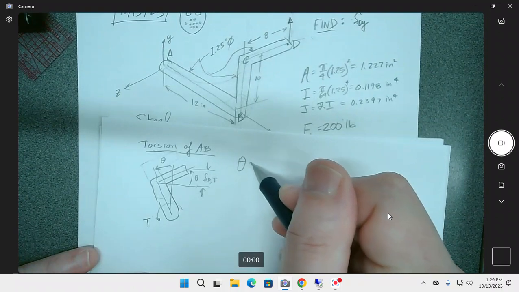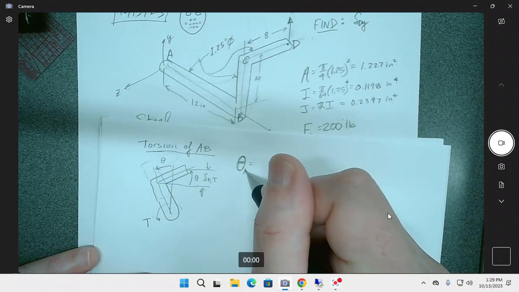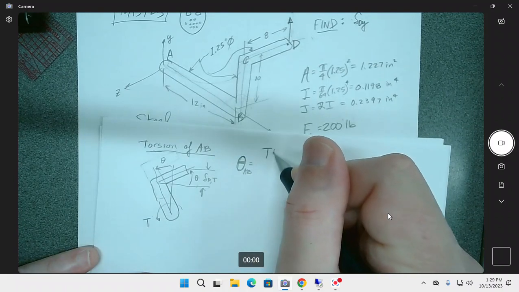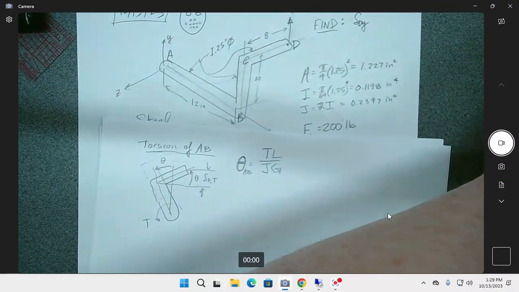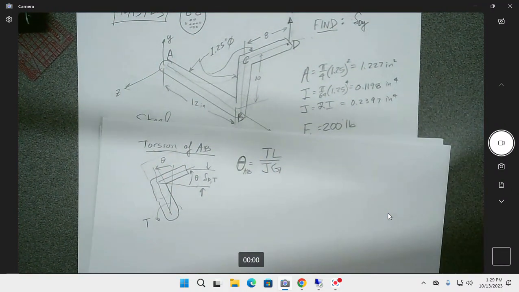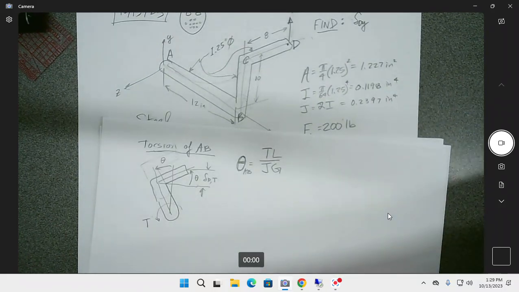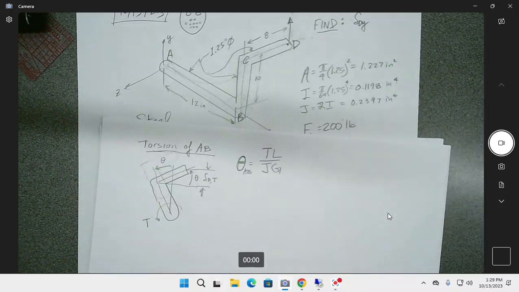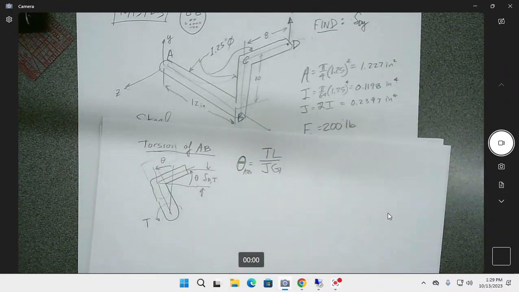So this is going to be the angle change of AB, TL over JG is what I have memorized. But if you wanted to double check, I wouldn't take my word for it. Pretty sure. There you go.